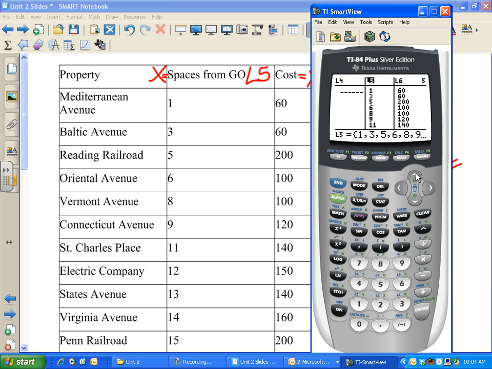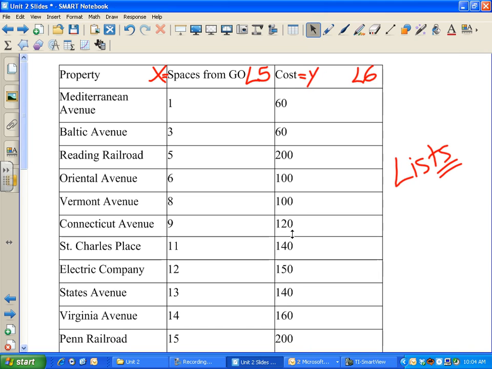You'll notice my lists are much longer than they appear at first. It does go all the way down to that 39 and 400. Please also notice that I put the numbers in the same order. That's because this 9 has got to go with 120. I can't have 9 matching with 140. Those don't go together. 9 and 120 both belong to Connecticut Avenue. So make sure you put your numbers in order.